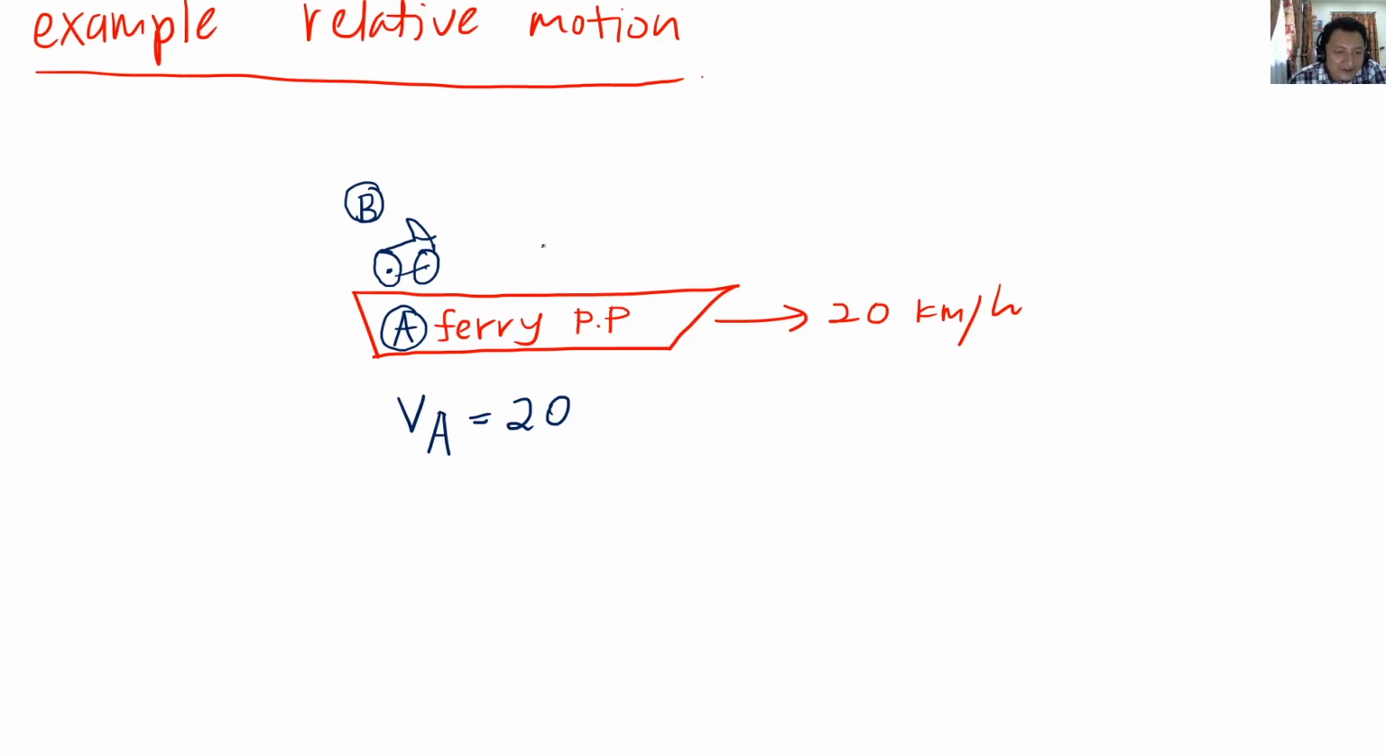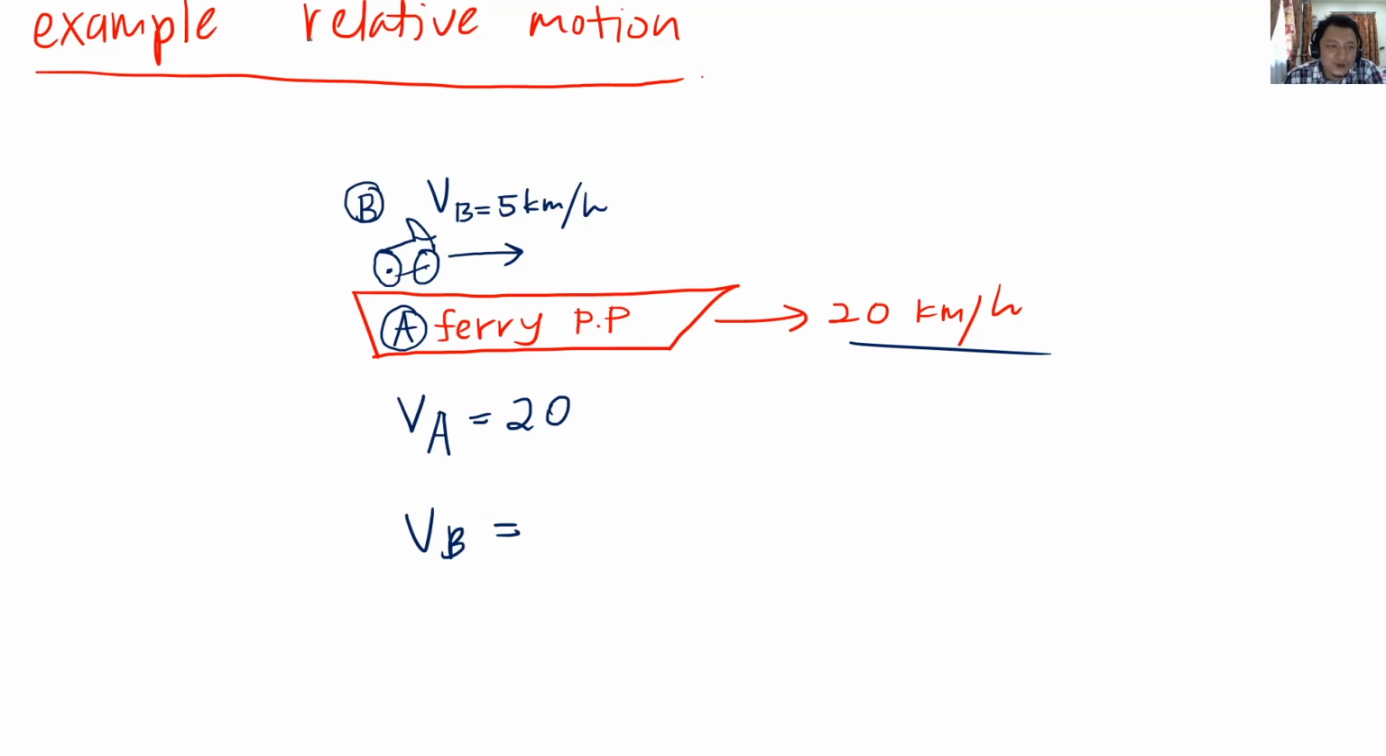You are at the back of the ferry. So now you start your engine, you start your motorcycle, you travel forward. You are traveling at, let's say, 5 km per hour. You are VB. You are traveling at 5 km per hour on a ferry which is moving at 20 km per hour. So what is VB?